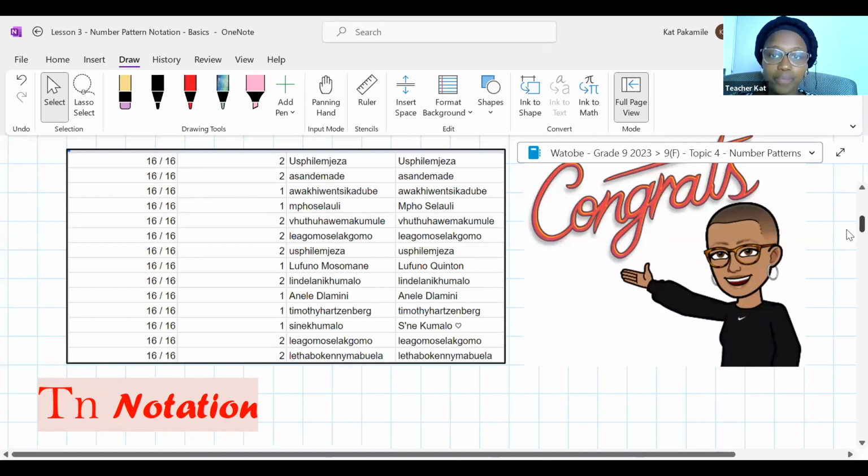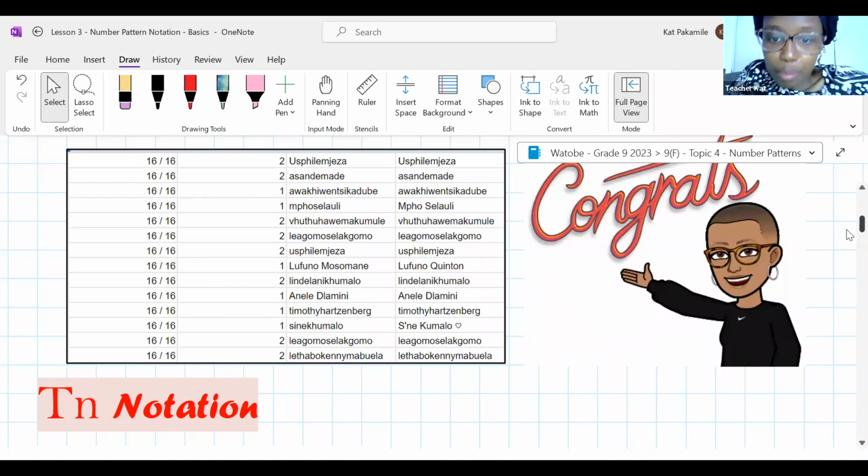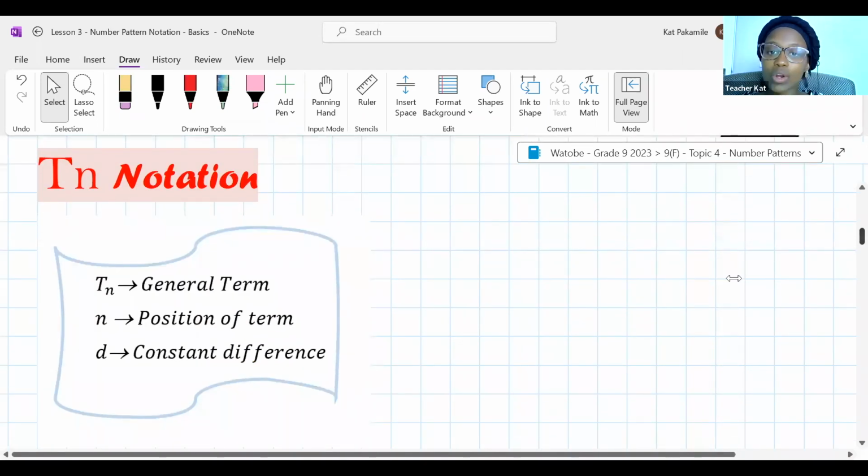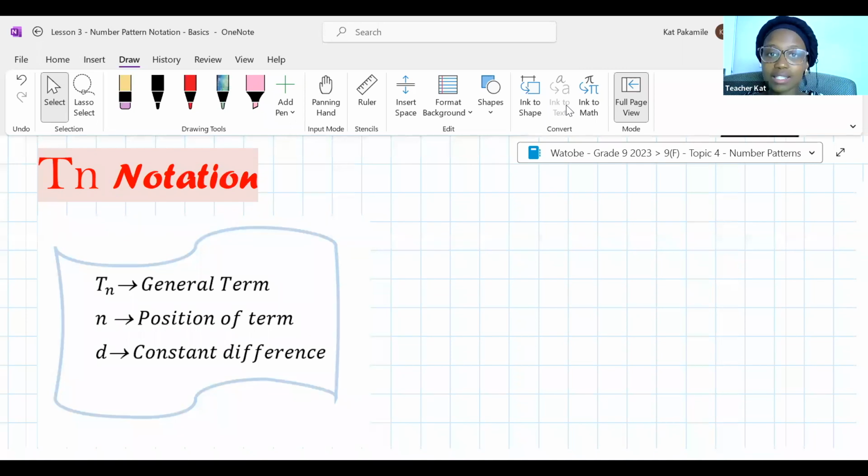We were finding the general rules, or trying to find the rules of number patterns using the differences. Okay, today we're going to do the same thing, but now we're just going to focus on TN notation. I suspect you guys have seen this before. I hope you guys have seen this before. This is generally the notation we use when we talk about number patterns, especially in grade 10, 11, and 12. The sooner you get used to this, the better.